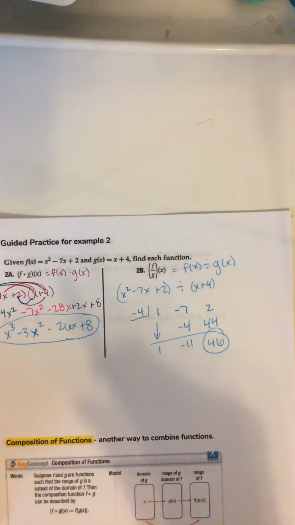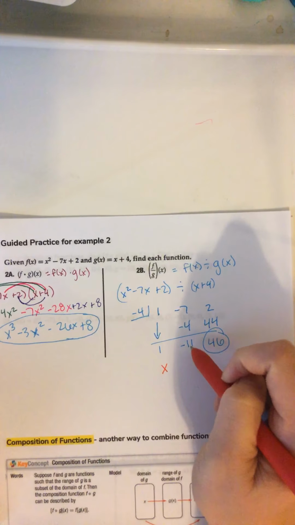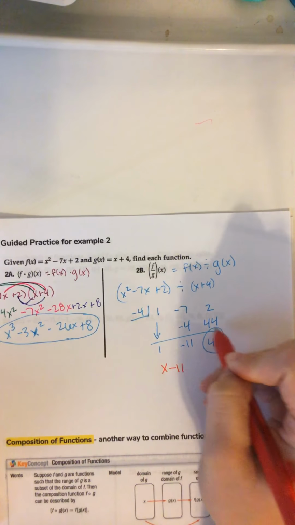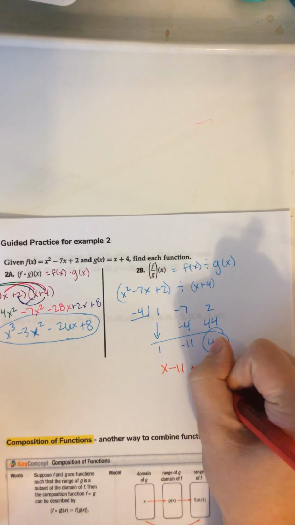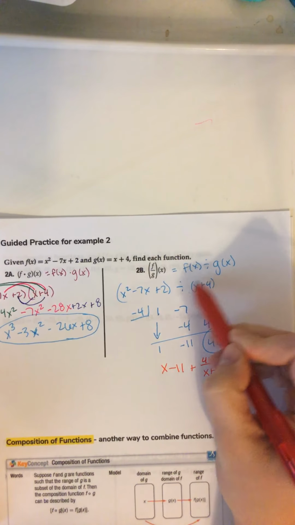So then to write our final answer, since we started with an x squared here, this is going to be an x minus 11. And then if you guys remember with our remainder, we would do plus 46 over what we divided by, x plus 4.